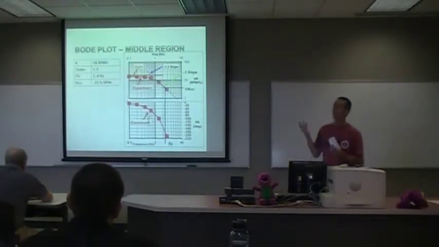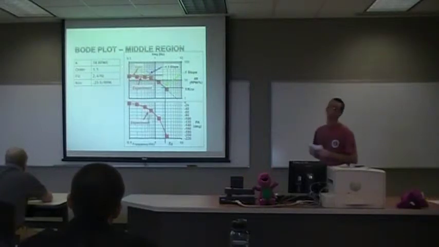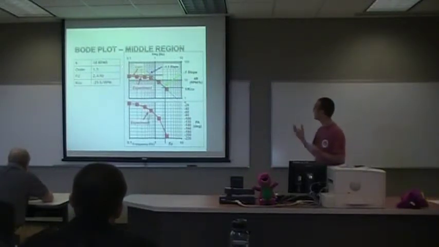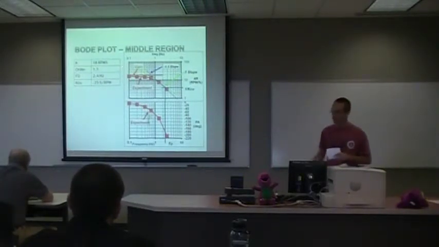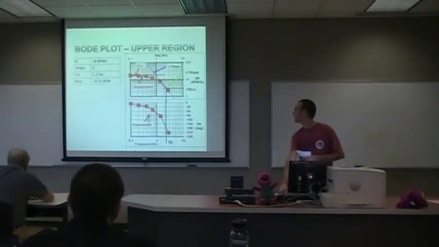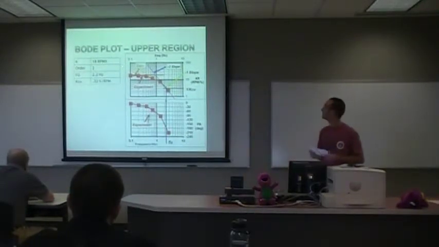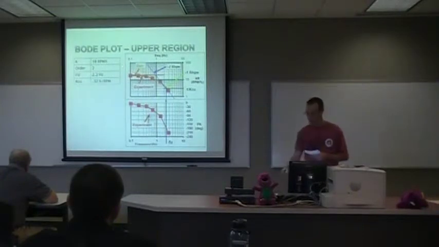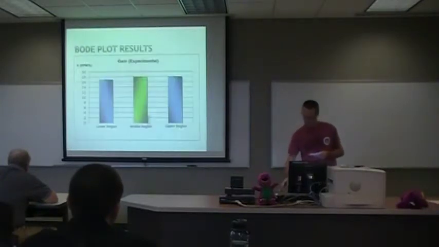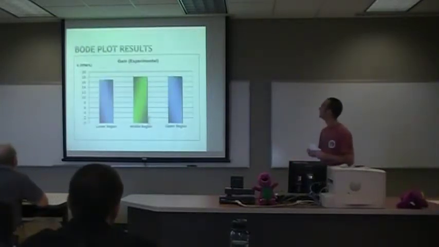This is your middle region, which is from 40 to 70%, which gives you the same information. And this is for your upper region. And here are the Bode results.